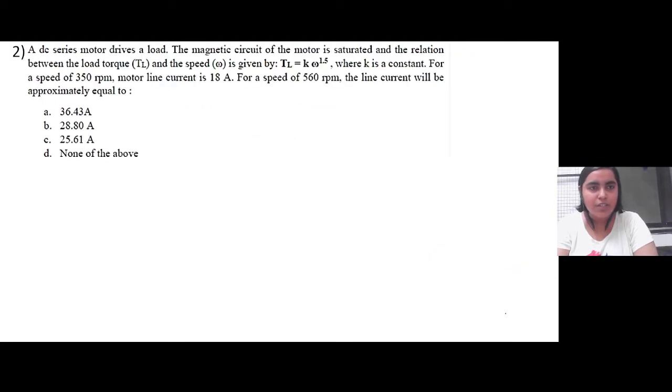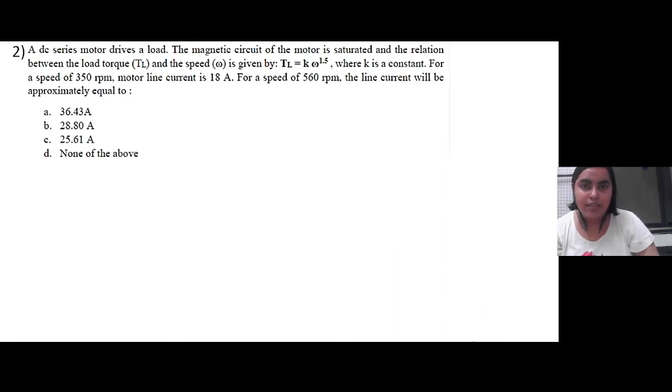So for the next question, it is given that a DC series motor is driving a load and the magnetic circuit of the motor is saturated. Now what does this mean, that the magnetic circuit of the motor is saturated? It means that when we are increasing the external magnetic field, it can no longer increase the magnetization of the material, which is the core material, and as such the flux is kind of constant.